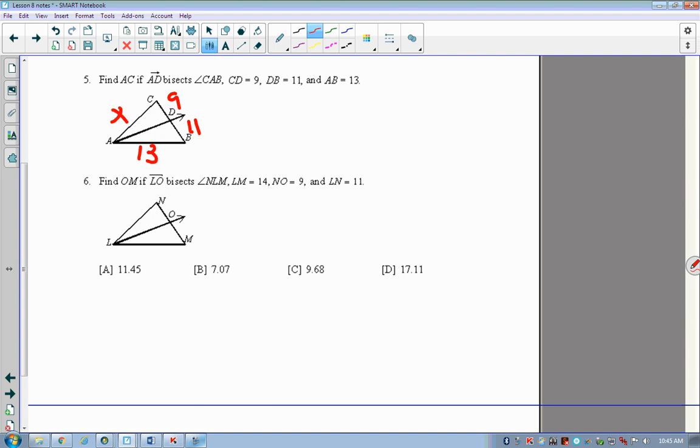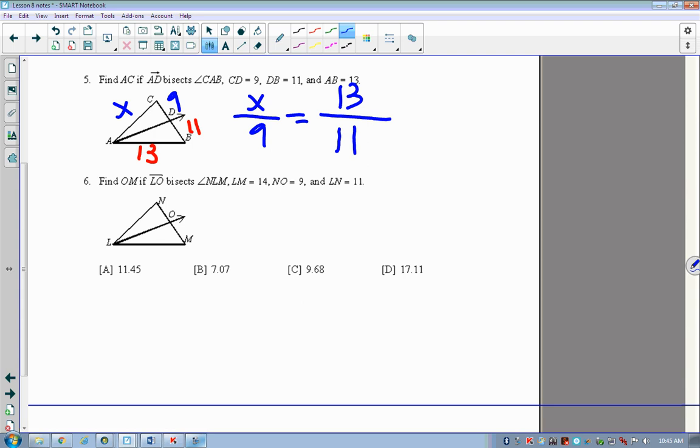Okay, so we're dealing with these triangles, but again, we're setting up proportions. So actually, let's do this. Let's call this 9 and x. Okay, so I can do x over 9, but if I do that, what do I need to do on the other side? Does anybody know? 13 over 11. Very good.